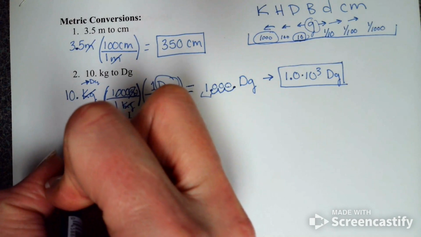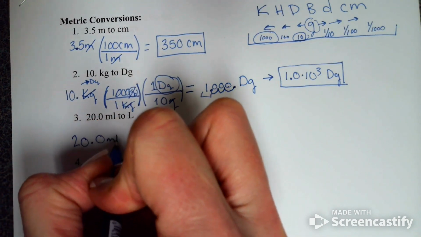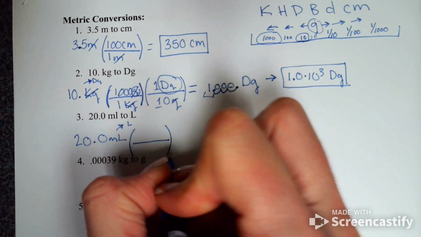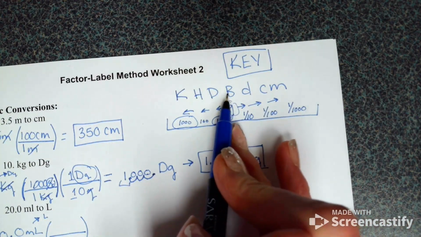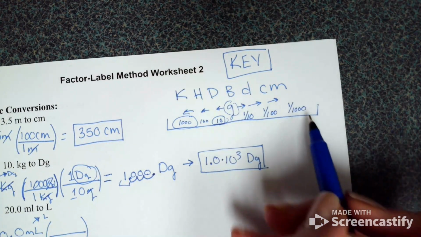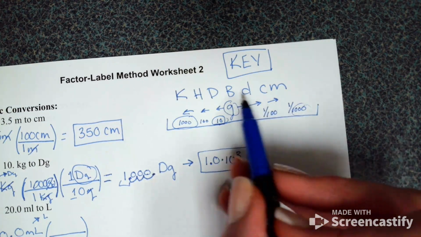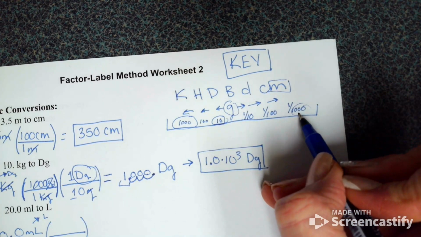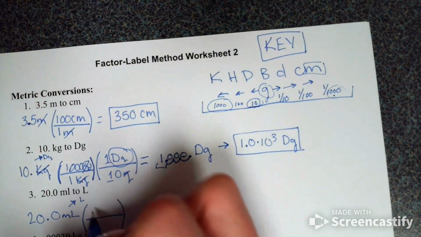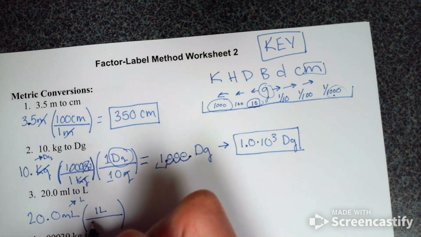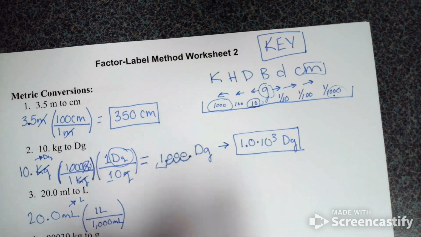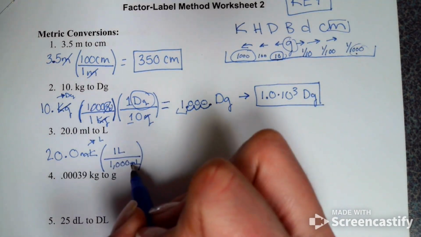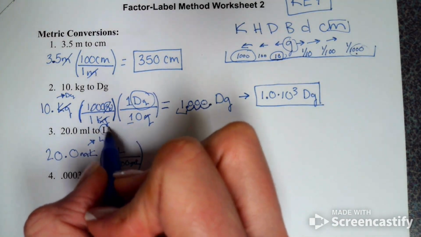All right, this next one, I have 20.0 milliliters, and I'm going to go to liters. So the first question you ask yourself is, do I know how many milliliters are in 1 liter? There are 1,000 of these little pieces in a liter, because a milliliter is 1,000th of a liter. So 1 liter is 1,000 milliliters. Milliliters on top, milliliters on bottom. I'm in the unit of liters.